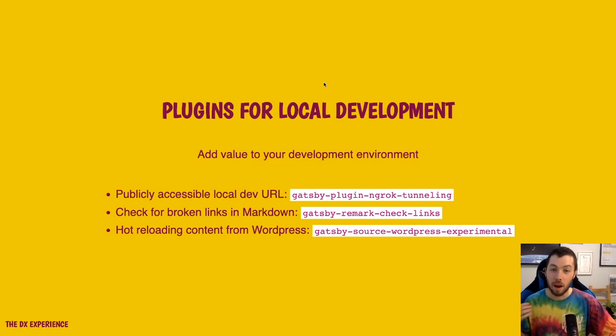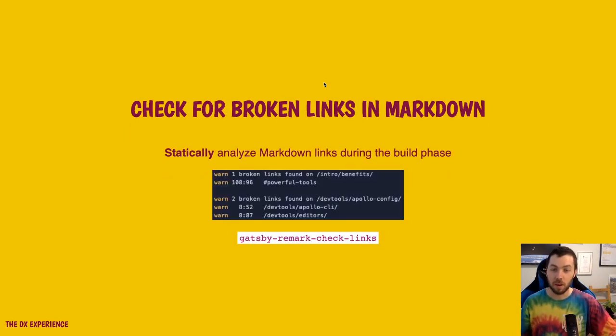So I want to talk a little bit about our broken link checker. This was really useful because it allows us to statically analyze Markdown during the build phase, meaning that when you make a change to a Markdown file, it compares all the links in your Markdown file with all of the other pages that it could possibly link to. And if that link doesn't resolve to anything that currently exists, you'll get a warning in your console.